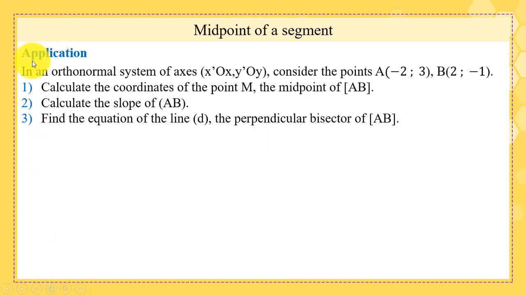Application. In an orthonormal system of axes, x prime o x, y prime o y, consider the points A of coordinates -2, 3, and B of coordinates 2, -1. Part 1, calculate the coordinates of the point M, the midpoint of AB. Part 2, calculate the slope of AB. Part 3, find the equation of the line D, the perpendicular bisector of AB. Pause this video and solve this application.